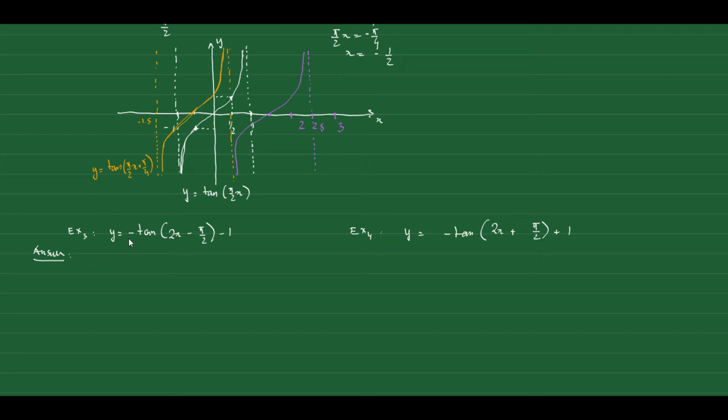So it looks like we have the reflection about the x-axis. The period will be pi over b, so the period is just pi over 2. The phase shift: 2x minus pi over 2 equal to 0, so 2x equal to pi over 2, x equal to pi over 4. So they shift pi over 4 units.